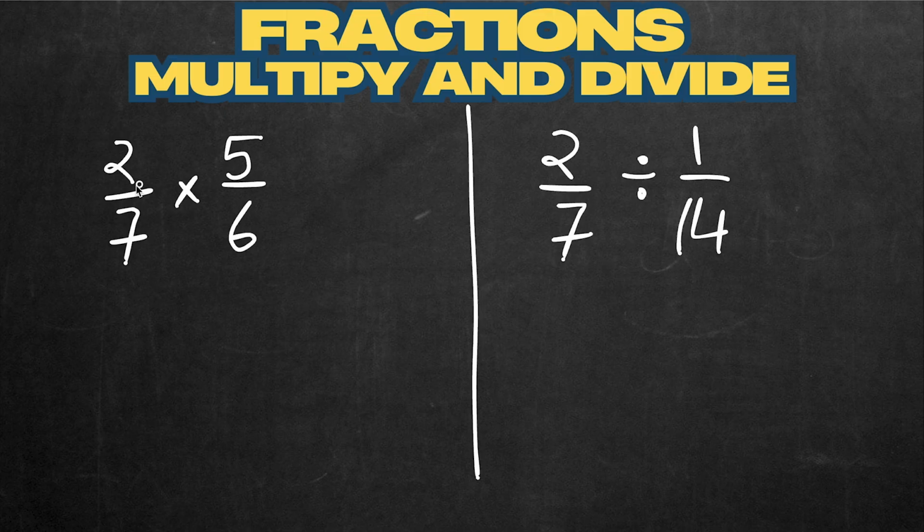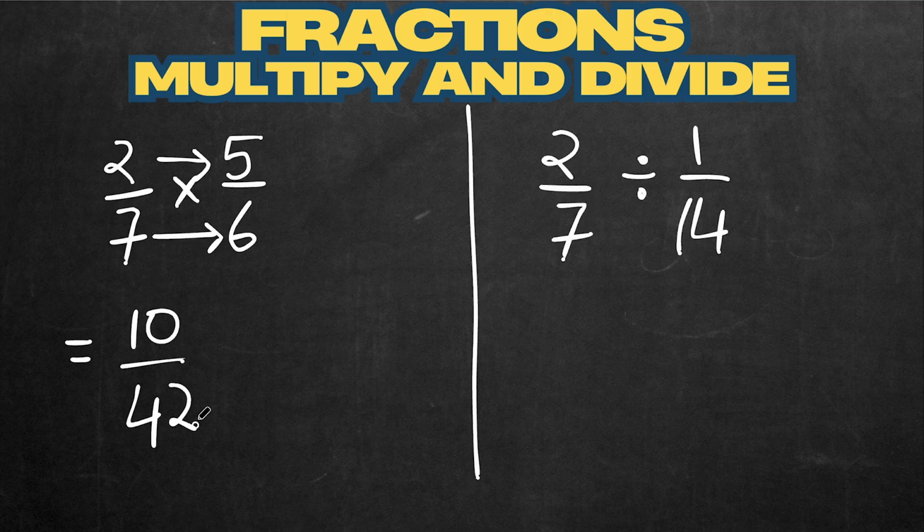Now, as you can see, multiply is the simplest operation for fractions because all you need to do is just straight multiply, right? No need to do anything else. So for example, 2 times 5 will be 10 and 7 times 6 will be 42. That's it. That is all you have to do in fractions.